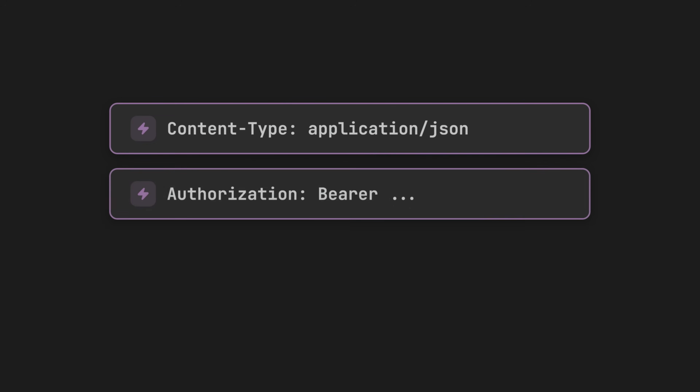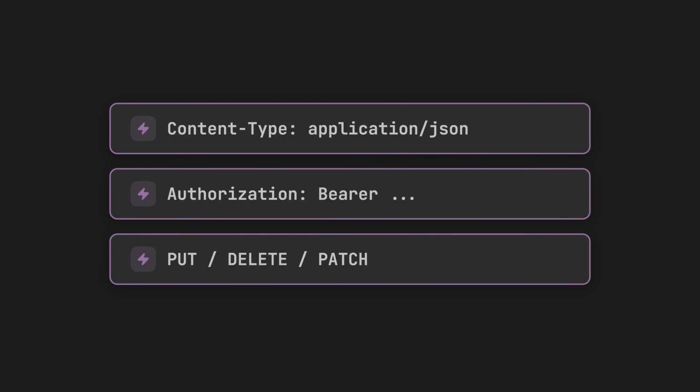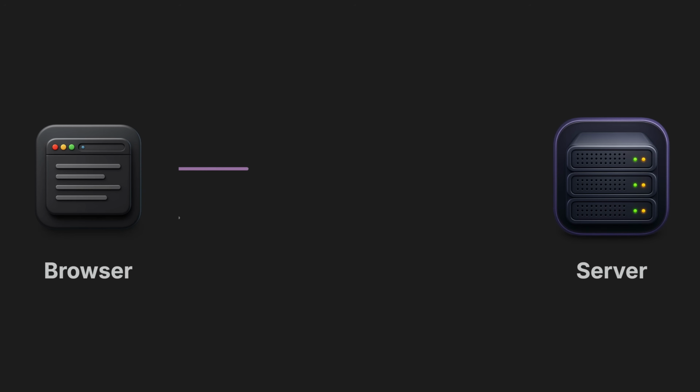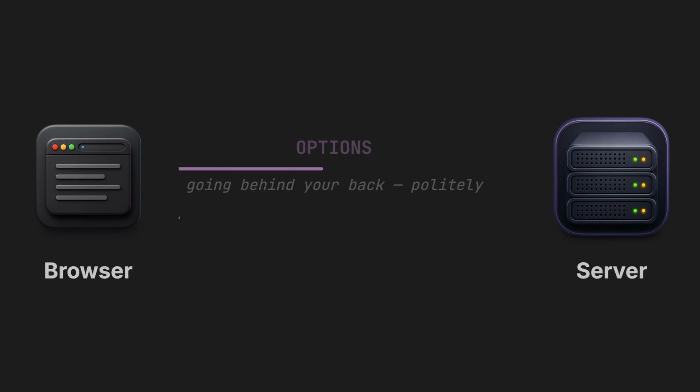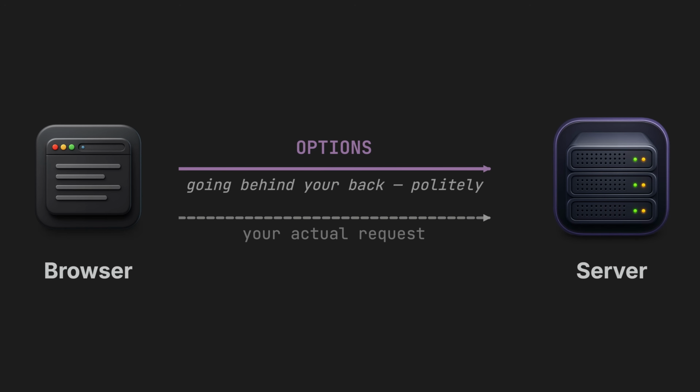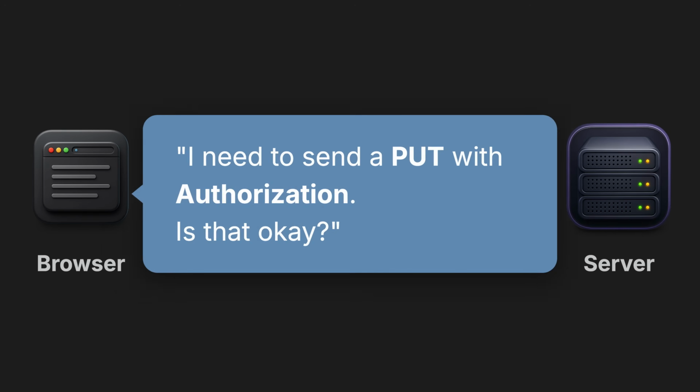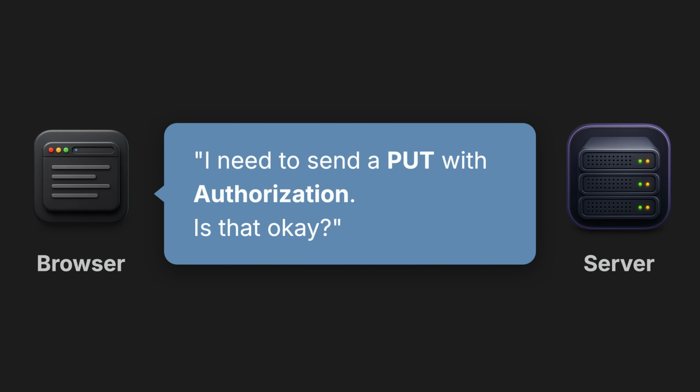What triggers a preflight? Any of these. Content type application/json, an authorization header, PUT, DELETE, or PATCH. The moment you use any of them, the browser quietly inserts a permissions check before your request goes anywhere. It sends an OPTIONS request, the HTTP method specifically designed for asking a server what it will accept. The browser isn't inventing something new. OPTIONS has been in the HTTP spec since 1999. The browser is asking, are you expecting this kind of request? Because I'm about to send it.